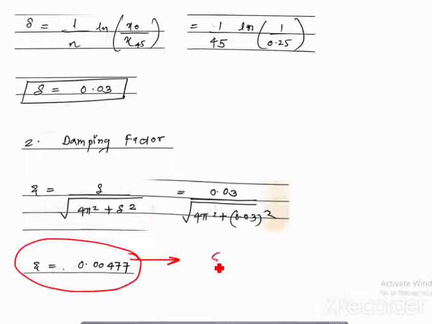Now what they have asked: identify the nature of the system. So easily you can say that the value of zeta is greater than 0 and less than 1. So the type of the system is an underdamped system. I have not completed yet. The type of the system is an underdamped system.